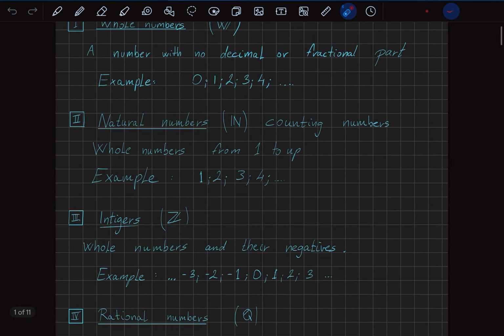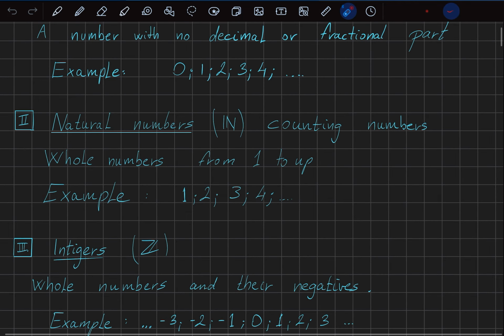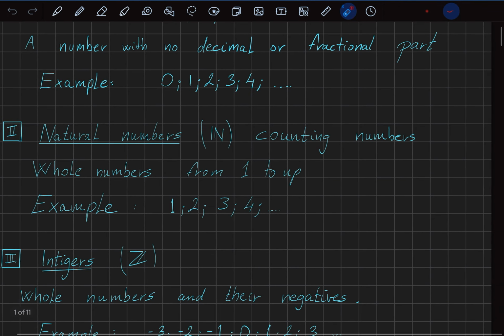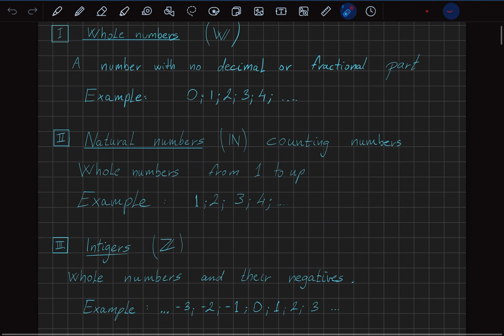Second, natural numbers. There is the big N, capital N. Also, we can call them counting numbers, the whole numbers from 1 up. Example: 1, 2, 3, 4.